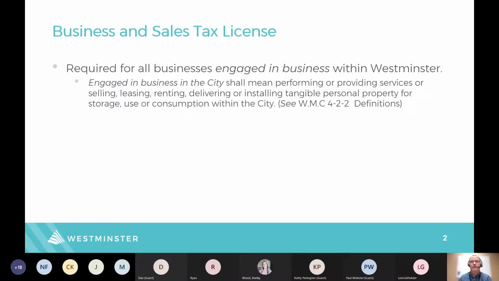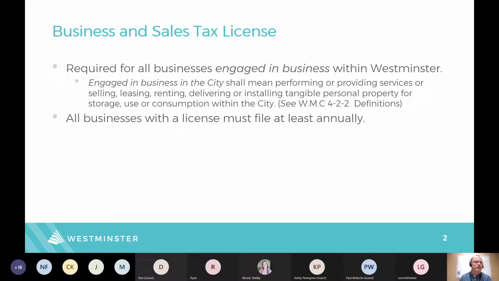There's no charge to apply for it, and our city clerk's office handles that. All businesses within the city must be registered, even if you don't collect sales tax, and you must file at least once a year. So an insurance agency, for example, would never collect sales tax because they're not selling things, but we would still require an annual filing from that business, and it's due every January.